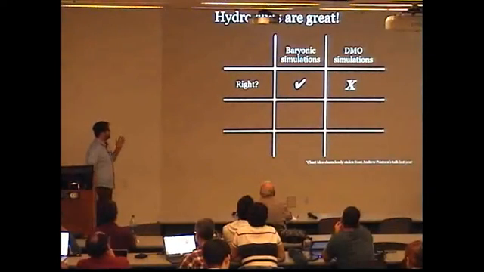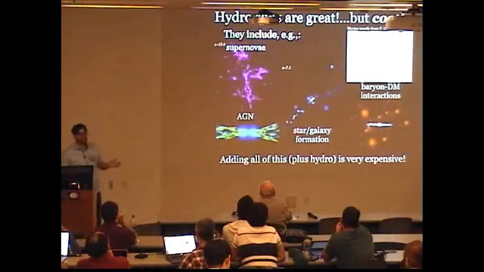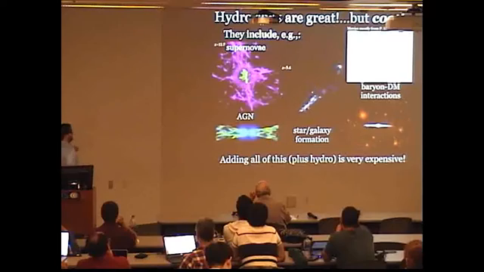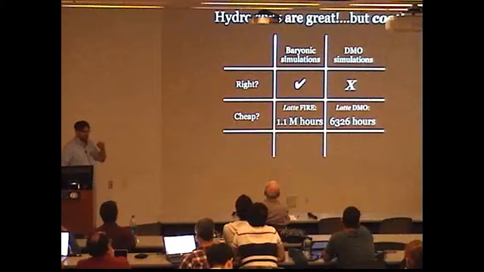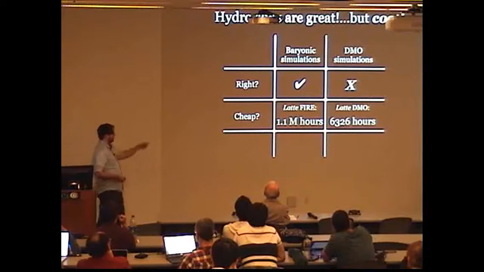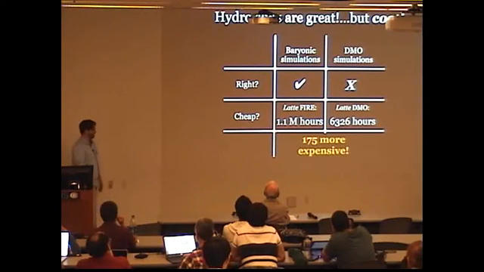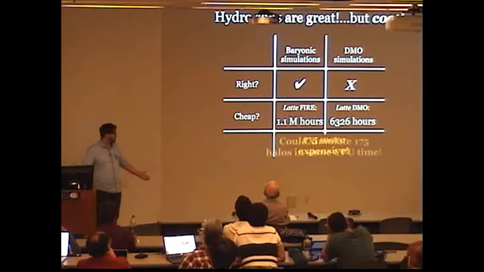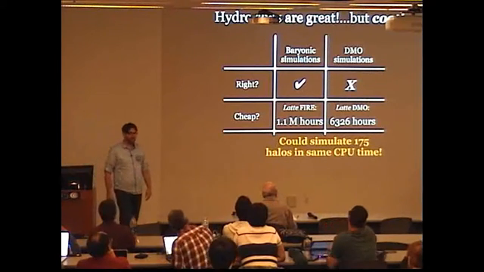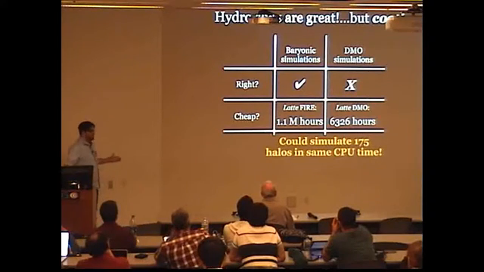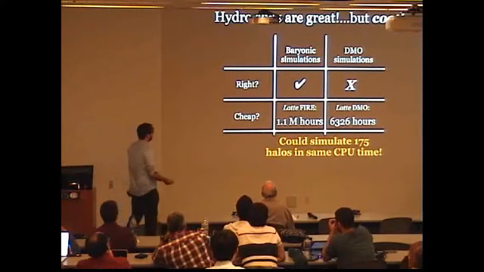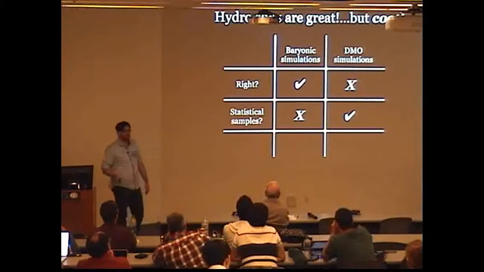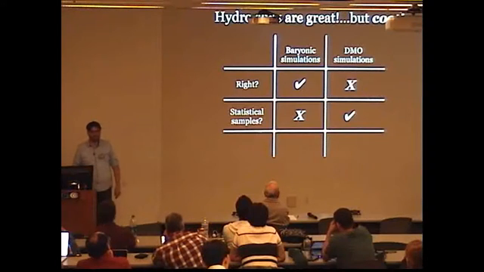The problem is they're really, really expensive, right? How expensive is this hydro simulation? Well, Latte took 1.1 million hours, which is actually pretty quick for the resolution that it runs at. The dark matter-only version of Latte took just over 6,000 CPU hours. That's a factor of 175, which means that in principle, you could have simulated 175 halos in dark matter-only in the same amount of CPU time. And like I said at the beginning of this talk, CPU time is not free, right? So that means that you can't really do statistical samples of baryonic simulations, at least not yet.